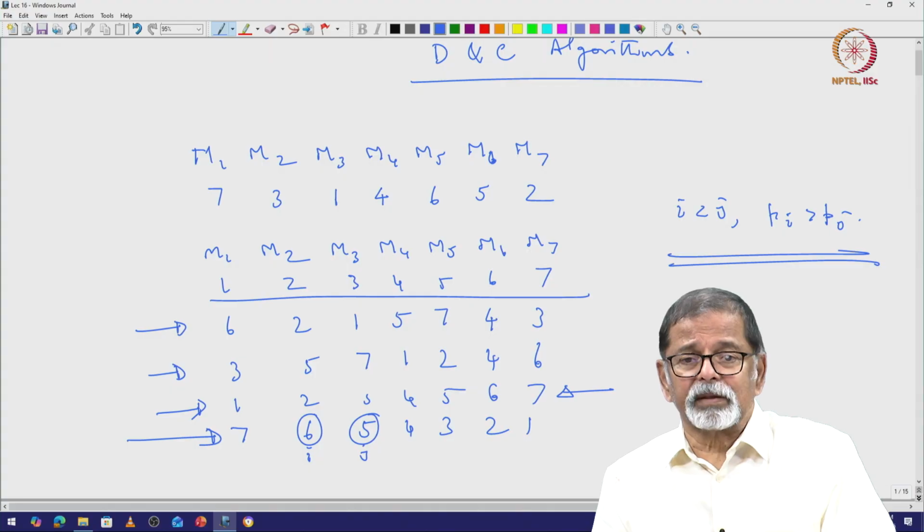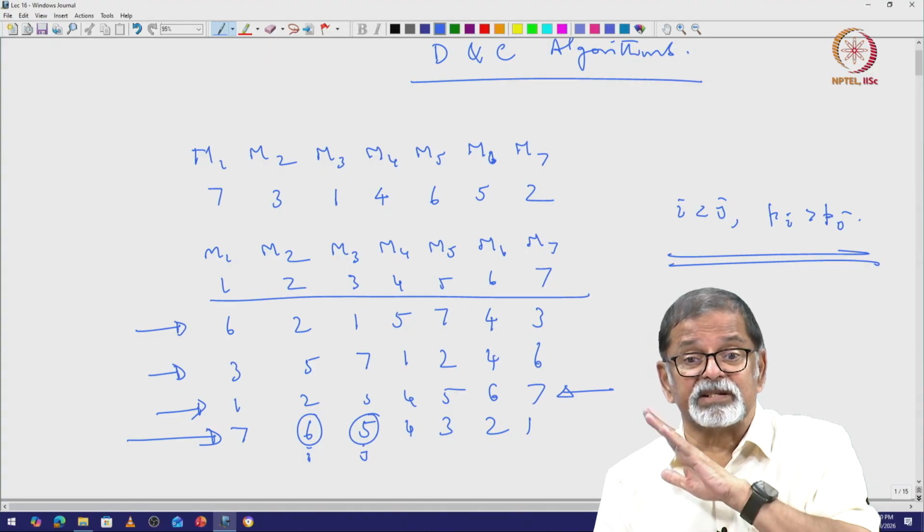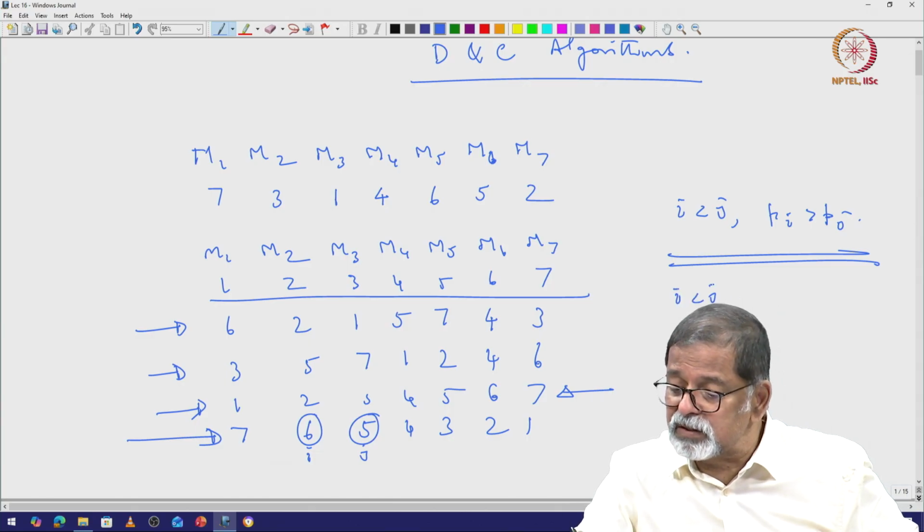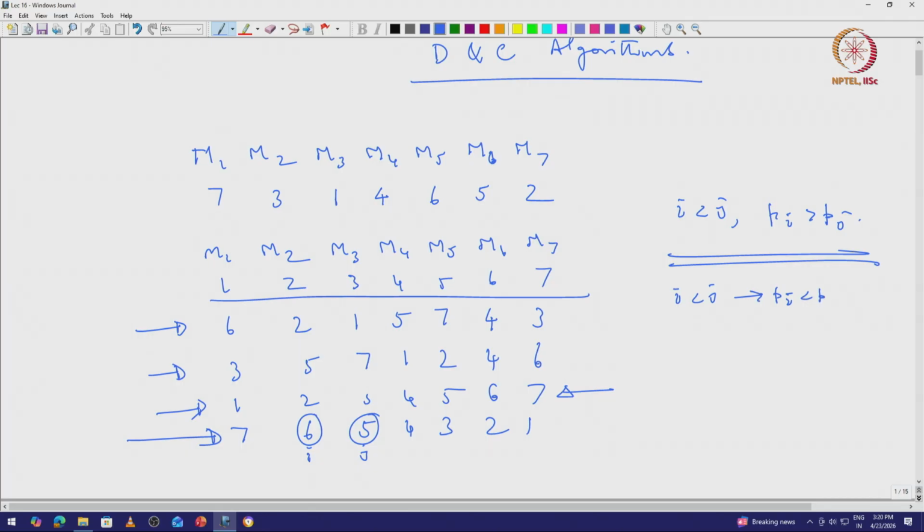Now, if the number of inversions is 0, there is no inversion. i less than j means pi is less than pj for every pair, no inversion pair. Therefore, this is perfect alignment, 0 inversions. Look at this, everything is inverted. So, this is going to have the maximum number of inversions.